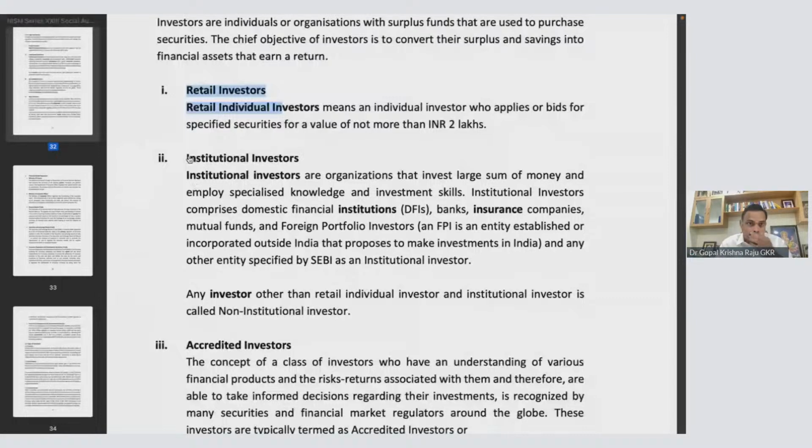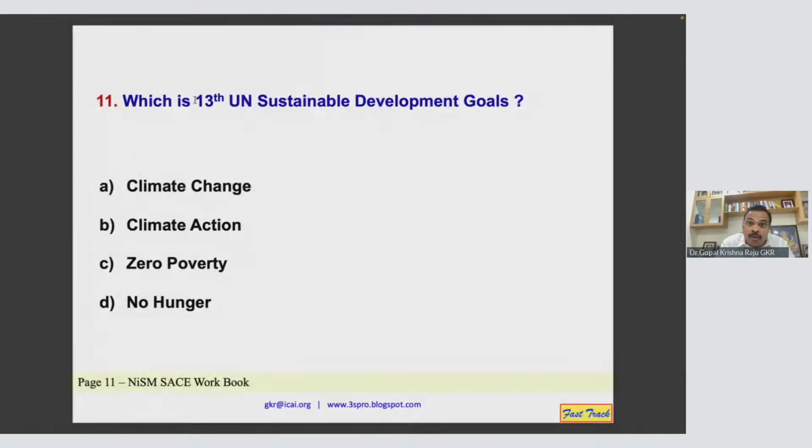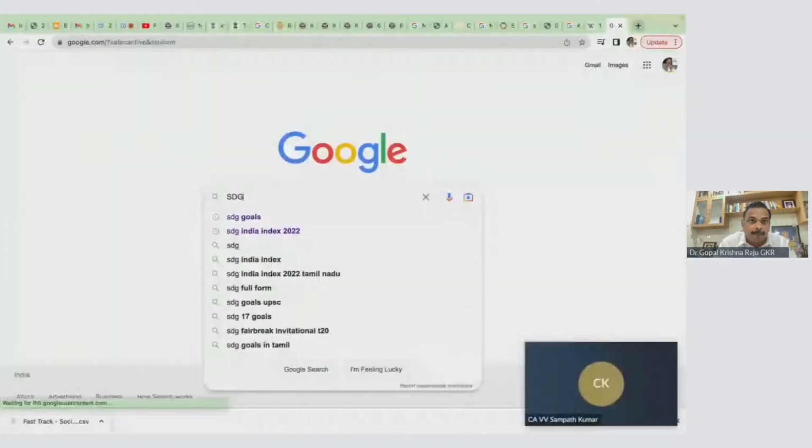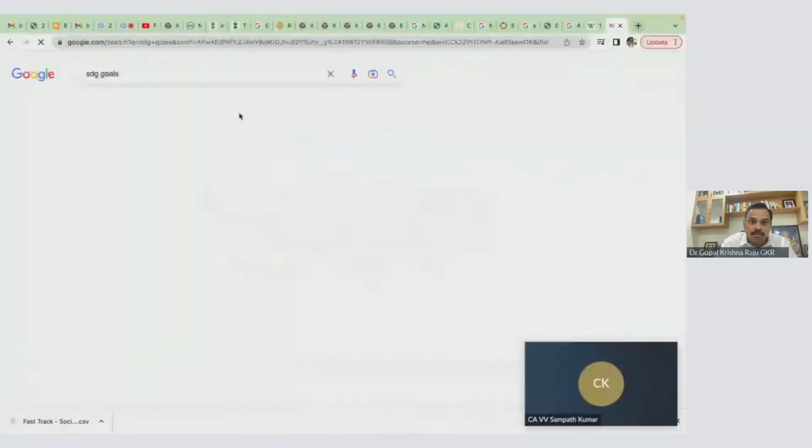Okay. Good. Which is the 13th UN system? You have to be very careful. The 13th UN Sustainable Development Goal. So what I will do is take you to that. So, the SDG goals. Now please look at this image. I'll take you to the high definition image of this.